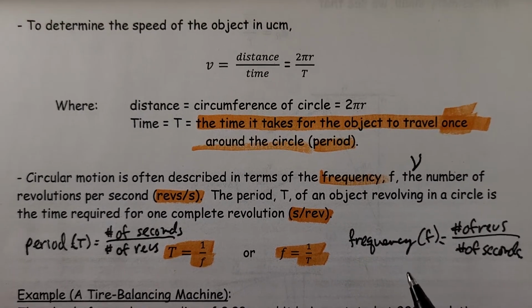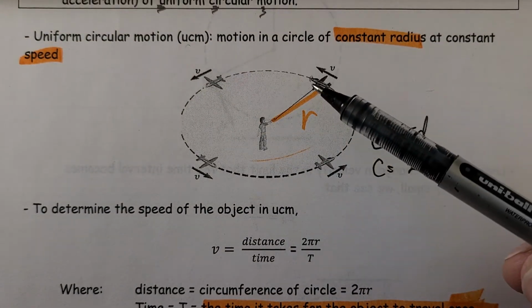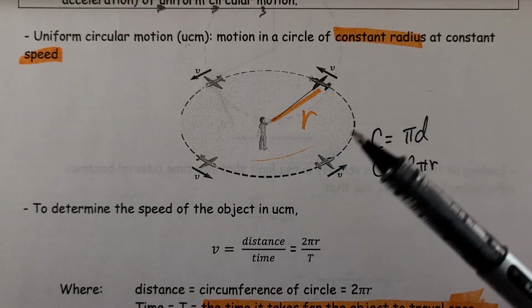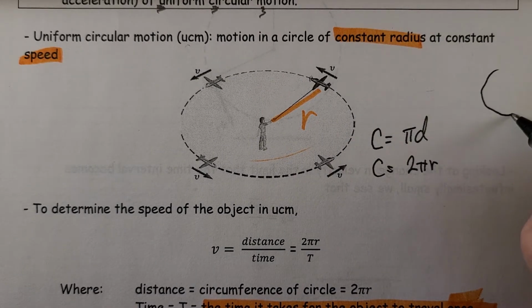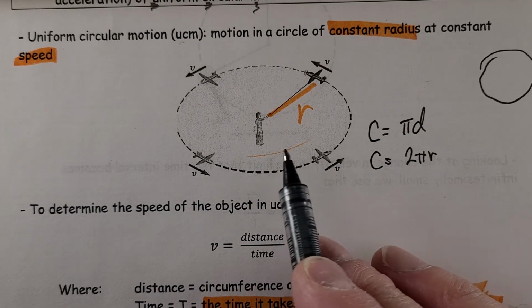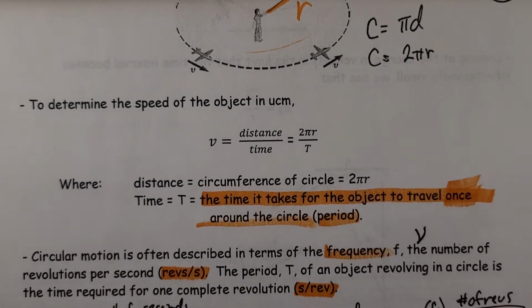Now, the only cases that we're going to be talking about are horizontal circles, so in the plane equivalent to the ground. When we look at a situation like a Ferris wheel, for example, it's in the vertical plane. We're not going to look at those examples. So we're going to keep it easier and just look at horizontal to the ground.